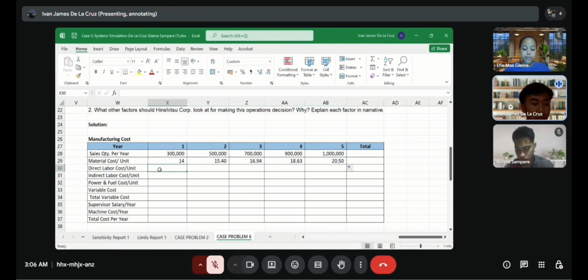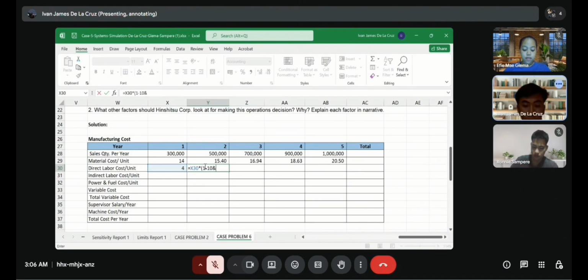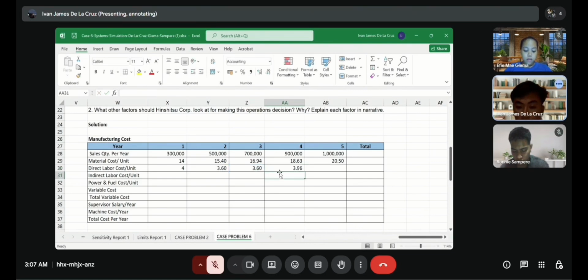So for the direct labor cost, the worker's direct pay is 4 pesos per unit, 10% decrease in the second year, no change in the third year, and increase of 10% in each year after that. So 4 pesos. So it will decrease in the second year by 10%. It's the same for here. And then sudden increase of 10% for the fourth year. And then drag.